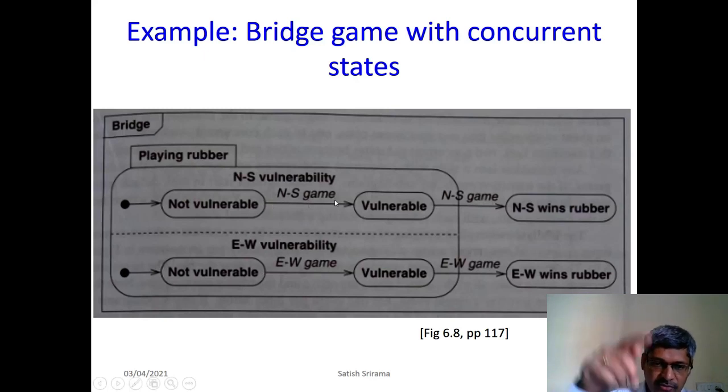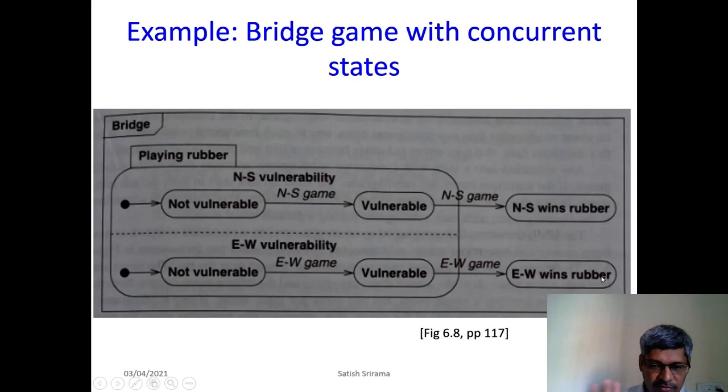Say the north-south team wins the game, then they go into the vulnerable state, meaning their cards are open or something. The opposite players, east and west, are trying to win this round. If they win, they also go to the vulnerable state, and the other team moves back to the non-vulnerable state. Eventually, if the north-south team wins both games, they win the rubber. Likewise, if east-west wins both games, they win the rubber.